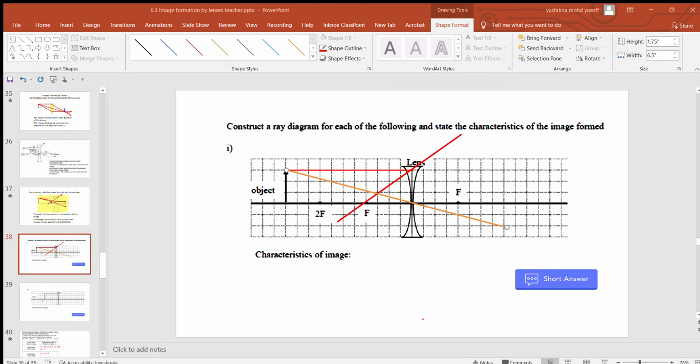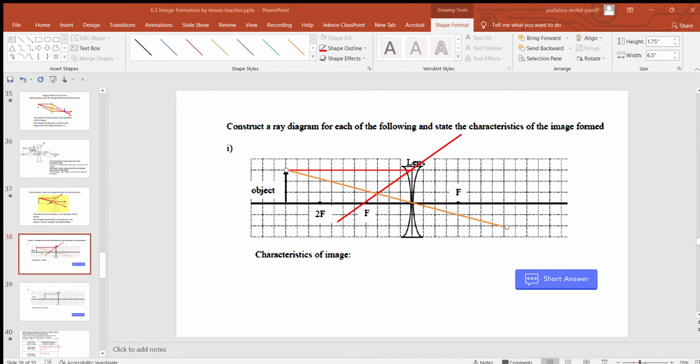The characteristic of the image will always be the same, and the drawing is also the same. This one is where u is bigger than 2f, so you will get this kind of image. So as a proof, what happens if u is between f and 2f?